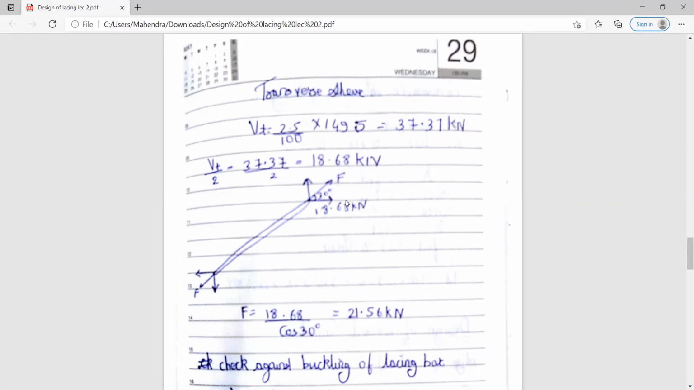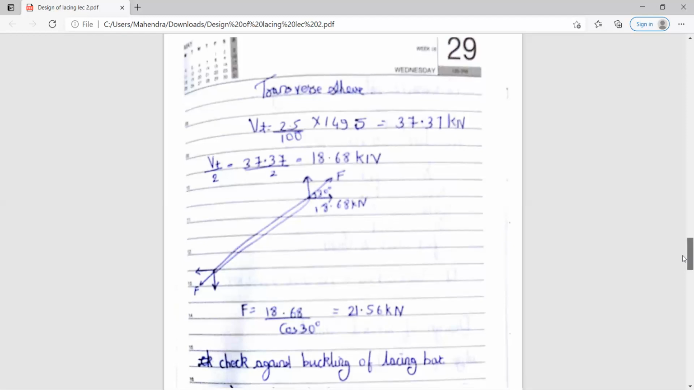Then for calculating F, you are going to consider cos 30. After considering cos 30, you get this inclined force F. So F comes to 21.56 kN. That is nothing but the force.